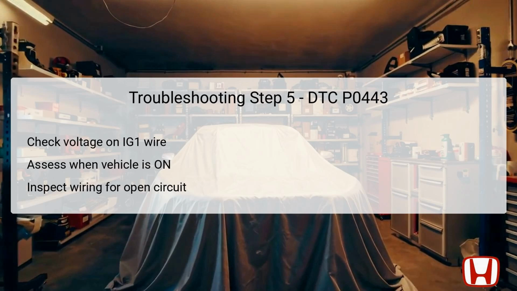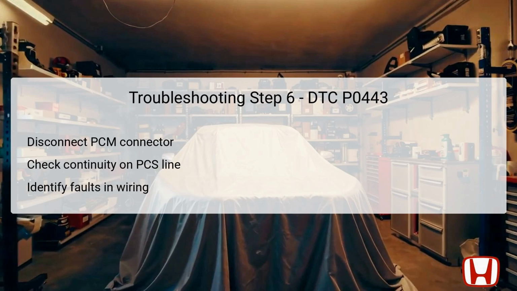Conversely, if the voltage is absent, this suggests a potential open circuit, requiring repairs of the wire from the EVAP Canister Purge valve to the number C715A fuse, located within the under-dash fuse relay box.